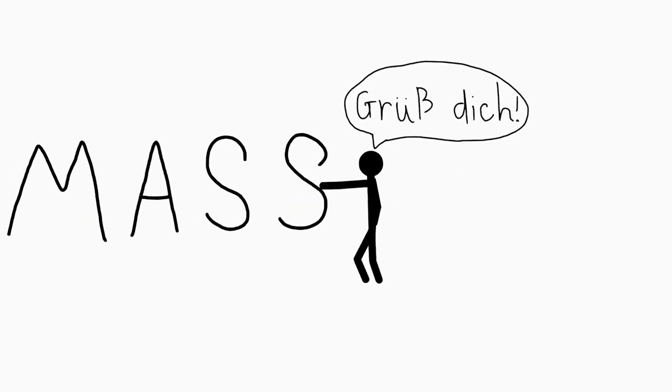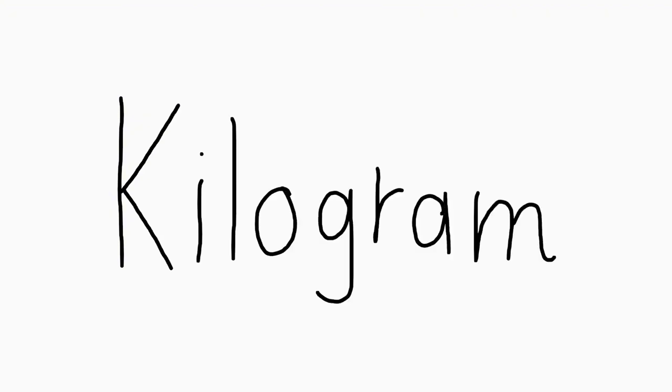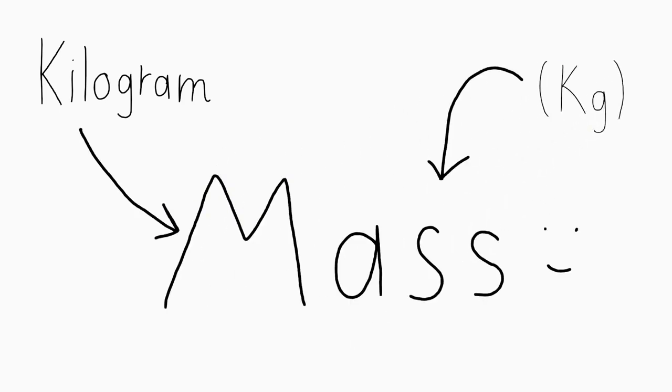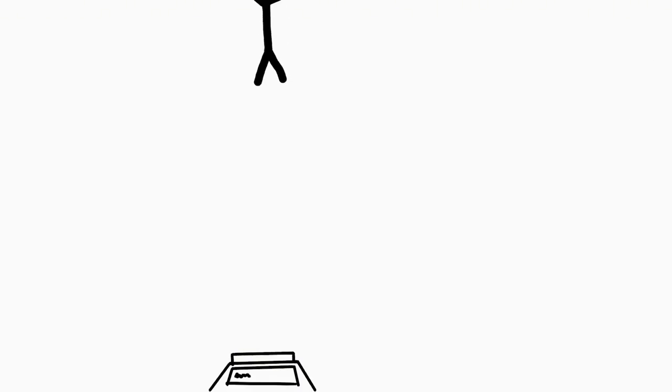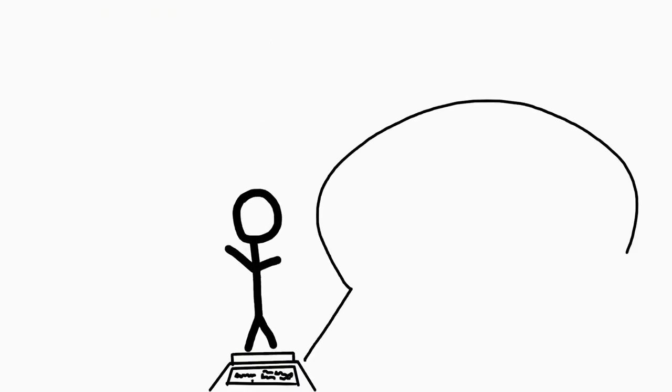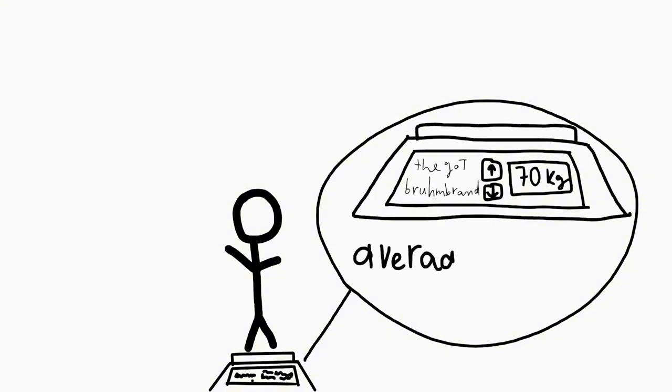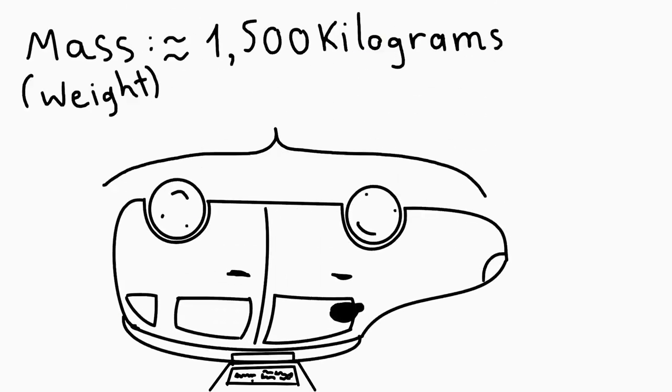The next quantity we are going to discuss is mass. This one's base unit is kilogram, and the symbol is the two letters K and G. For example, this guy here has the mass of an average human with about 70 kilograms. Or this car here weighs about 1,500 kilograms.